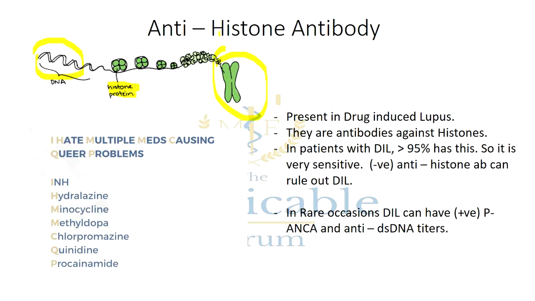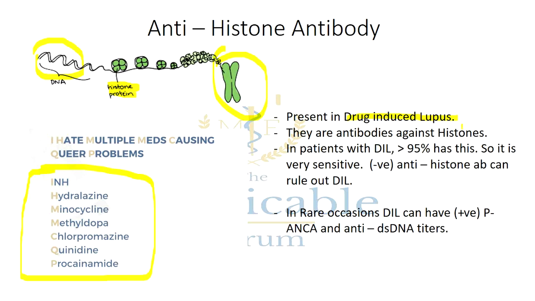So there's a condition where drugs cause drug-induced lupus. It's not systemic lupus erythematosus, it's basically drug-induced lupus. What are the drugs which cause lupus? It's time for a mnemonic. I hate multiple meds causing queer problems, right? INH, isoniazid, hydralazine, minocycline, methyldopa, chlorpromazine, quinidine, procainamide. So just use this mnemonic and make sure you remember it for your boards.